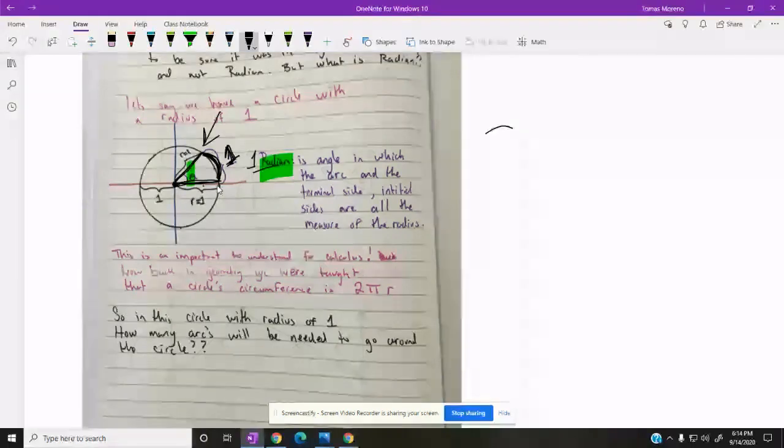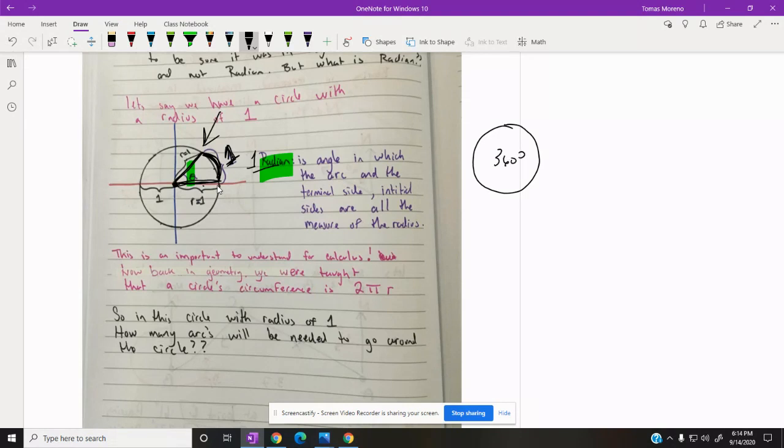Now, what we need to figure out is, we already know this. We already know that when we go full circle, it's 360 degrees, right? So if we have our rotation going all the way around, from here would be 0, and all the way around this would also be 360, right? We know that. Well, in radians, we kind of need to know that.